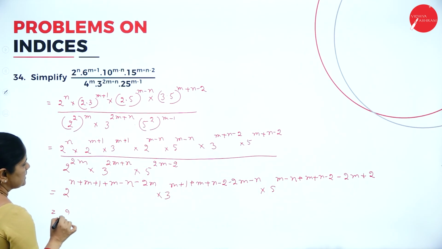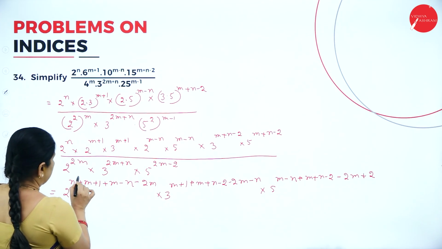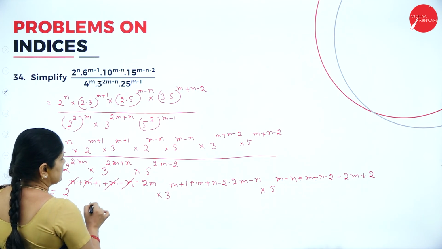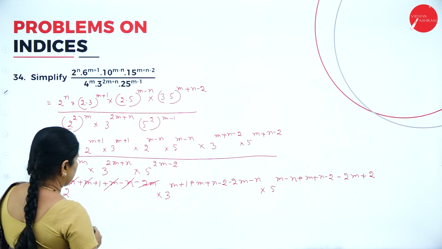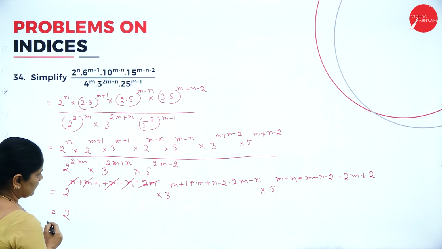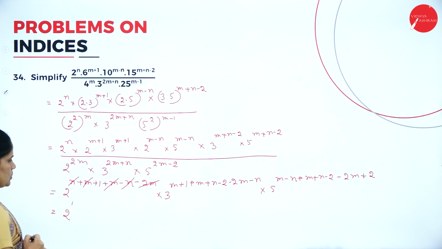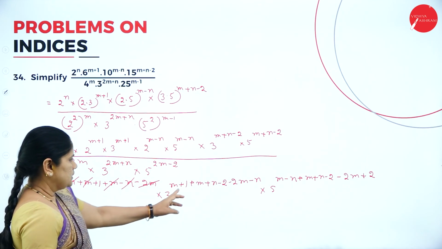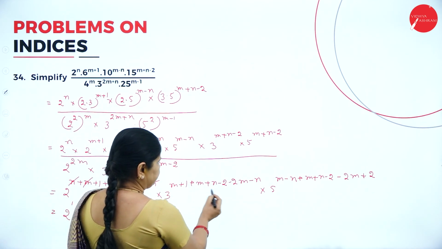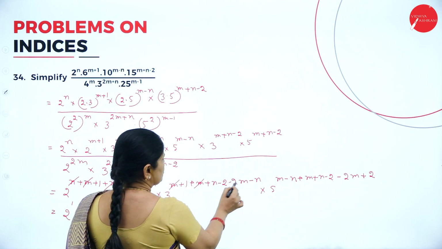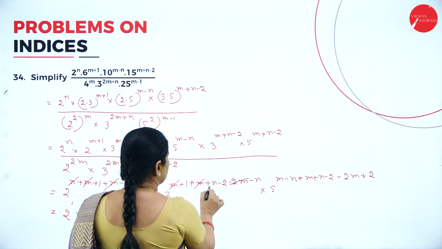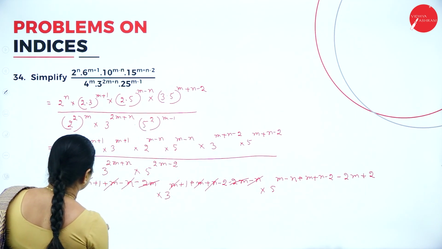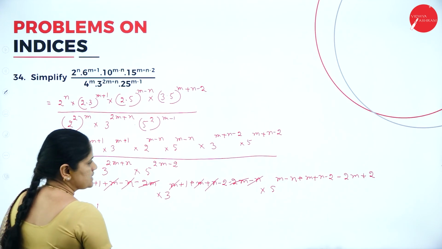So, what I will get is, plus n minus n gets cancelled. So, m and m gets cancelled by 2m. So, I am left with 2 to the power 1. So, 2 to the power 1 is remaining here into. Now, this one, let us see here. m plus m is 2m, minus 2m gets cancelled, plus n minus n gets cancelled. So, this will be equal to 3 to the power minus 1.